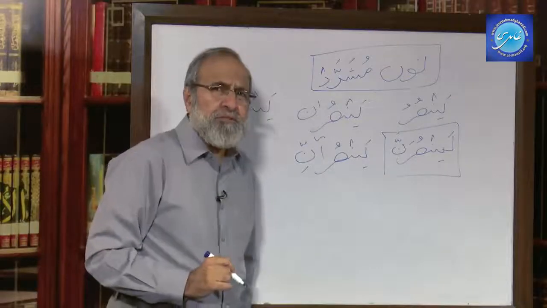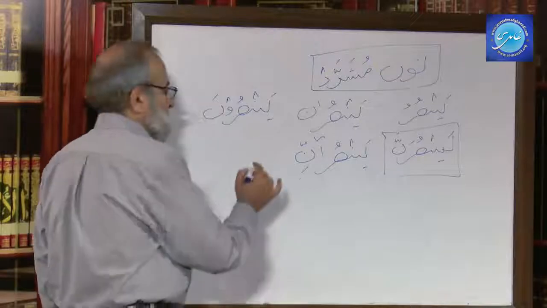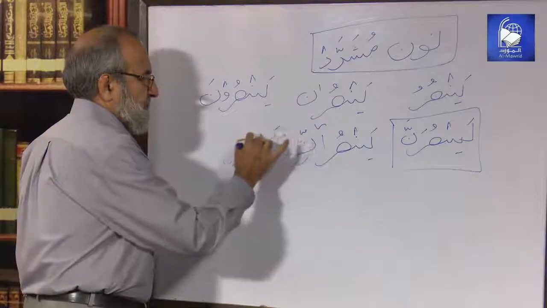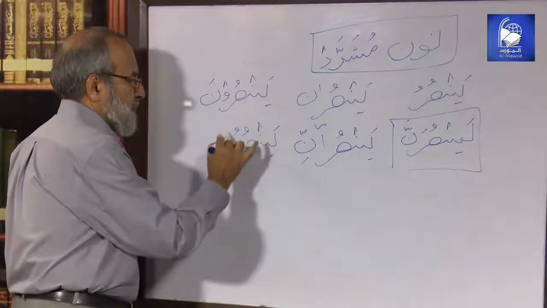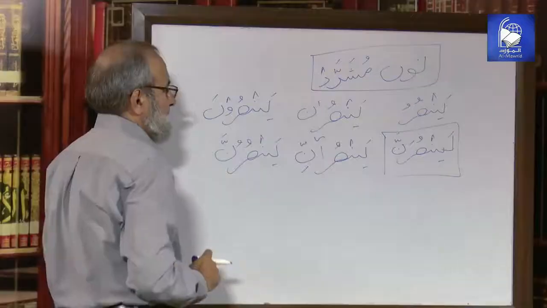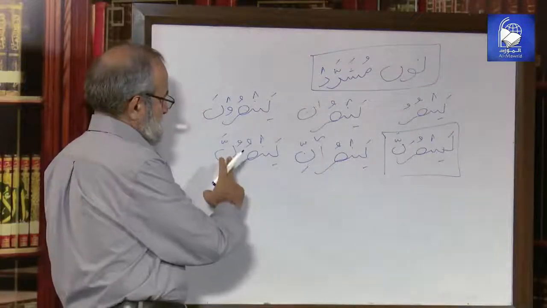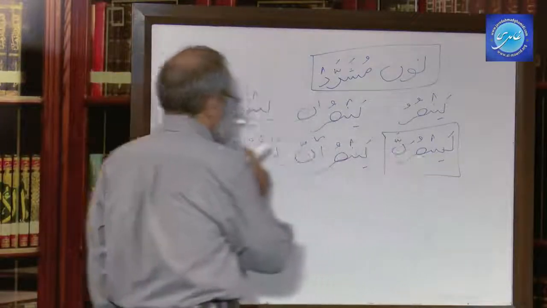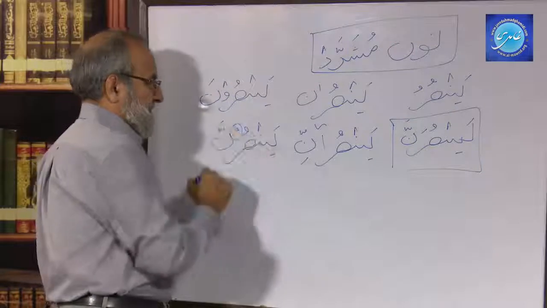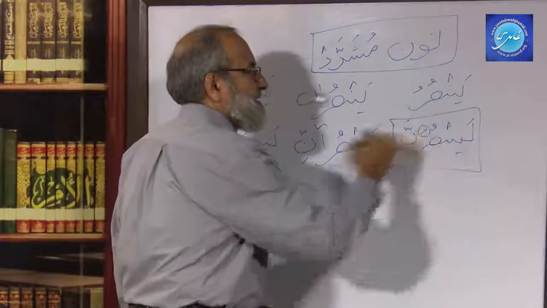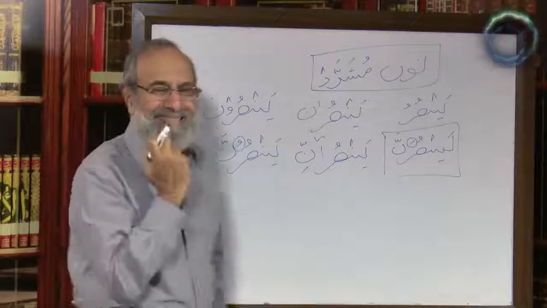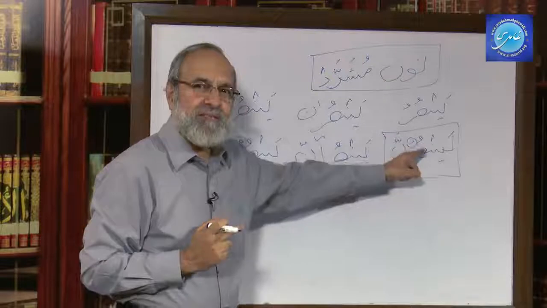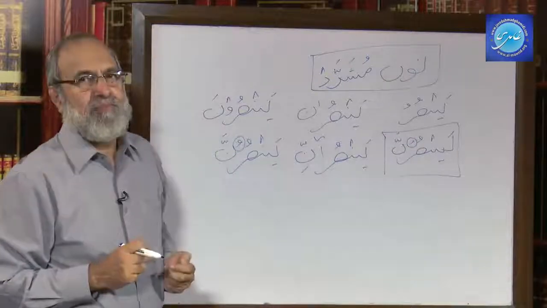Not very often used. But the other one that is used quite often is the plural form. Yansuruna becomes yansurunna. Now, the only difference between yansuranna and yansurunna is that of this harakat, vowel. In this case, it's fatha, zabr. In this case, it's dhamma, pesh.